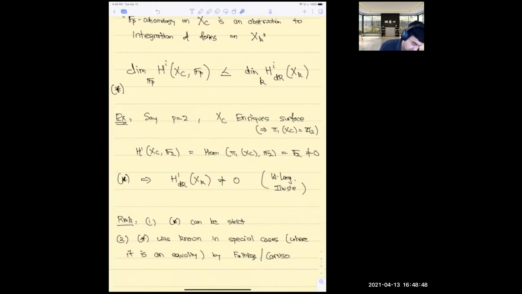So my goal for the rest of the talk is to explain roughly how this inequality is proven. And maybe the inequality itself is not that interesting. The mechanism by which it is proven is probably more interesting. And so I want to focus on this mechanism. And the mechanism is prismatic cohomology.